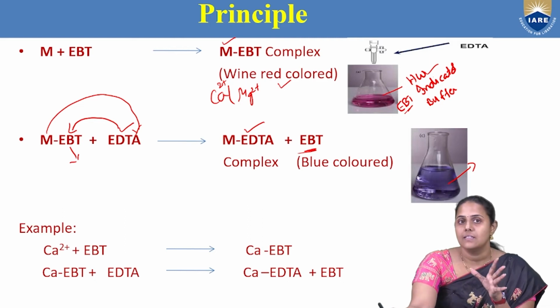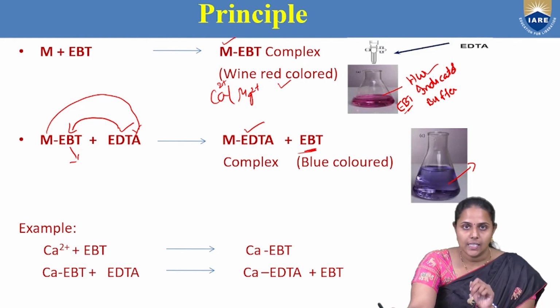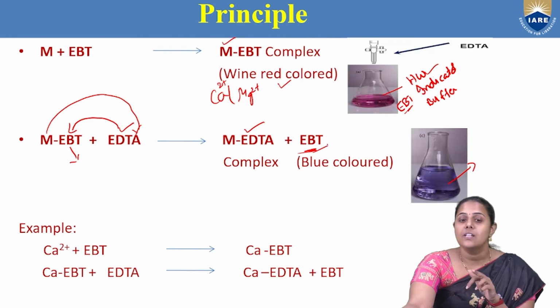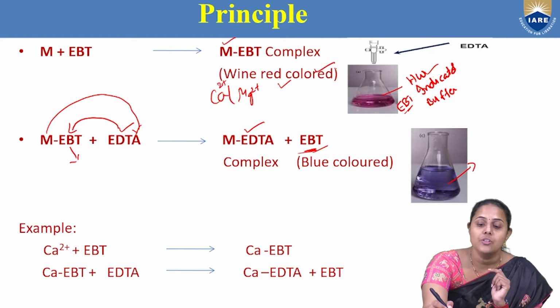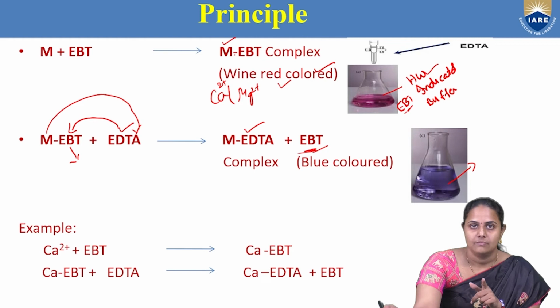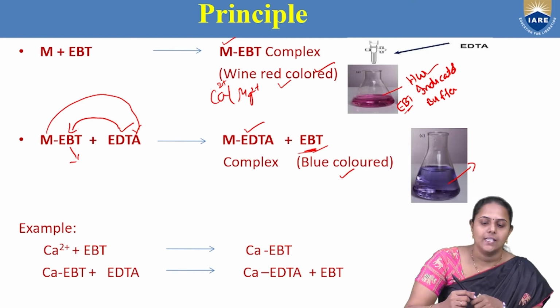Once all the metals, that is, all the calcium and magnesium ions present in water, combine with EDTA, the blue color solution is obtained. That blue color is because of the EBT indicator. Here the wine red color solution is obtained because of metal EBT complex formation. But the blue color solution is obtained not because of complex formation but because of the EBT indicator.